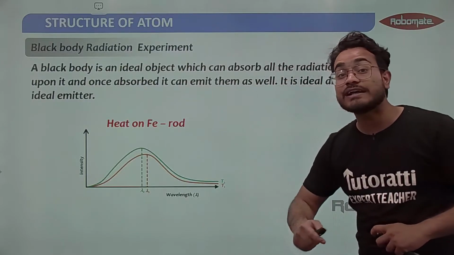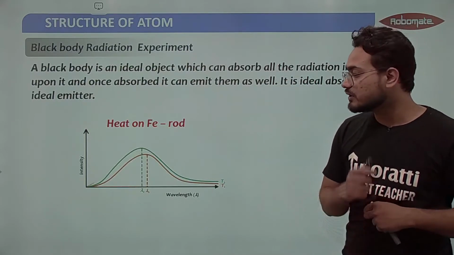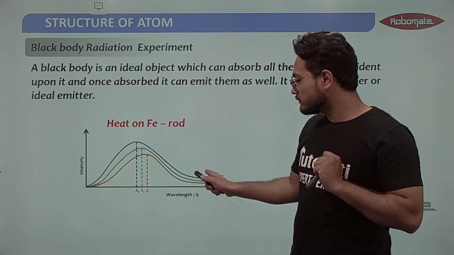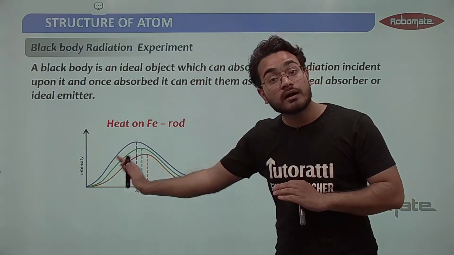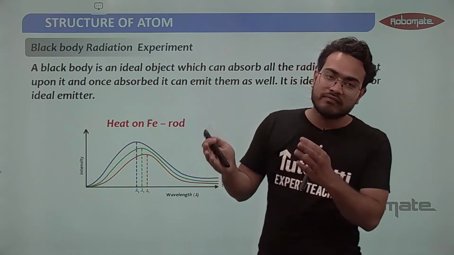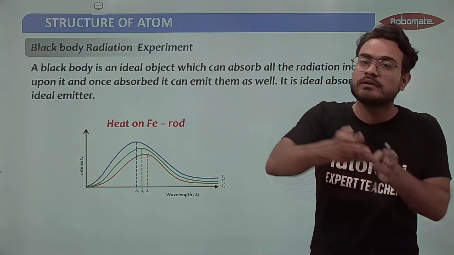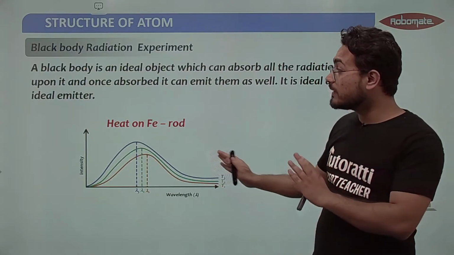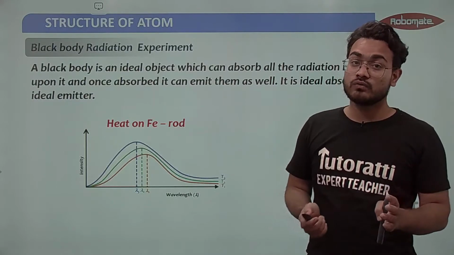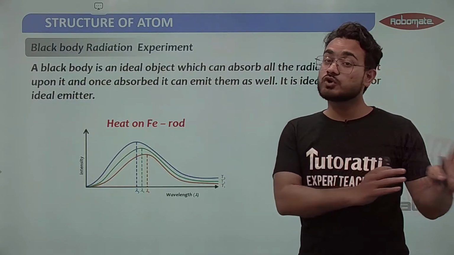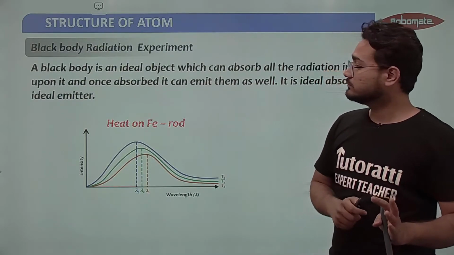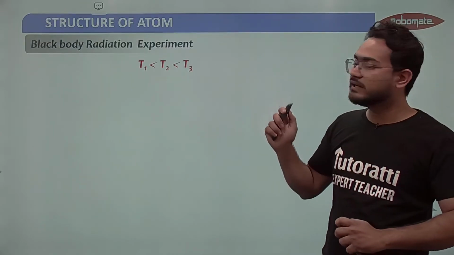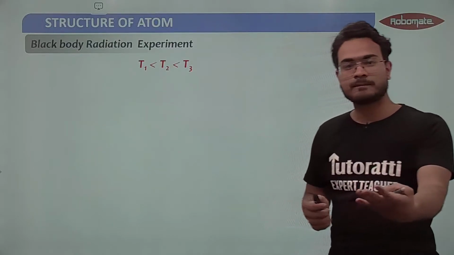And what will happen if I increase the temperature further? The intensity will further increase, and it will come at an earlier wavelength. It means the wavelength will become shorter and the intensity will become higher. This was not according to Maxwell. That is how we got to know that Maxwell was wrong. Okay. Now, next thing. What was the black body radiation experiment that we have just got to know?